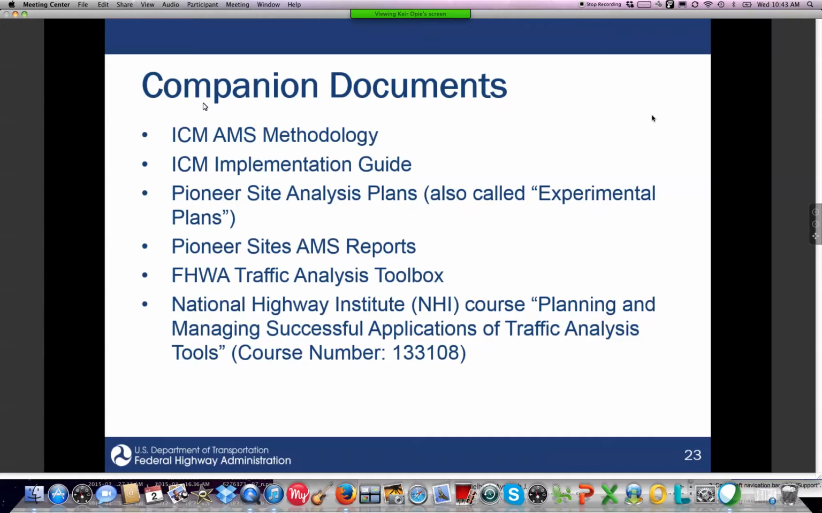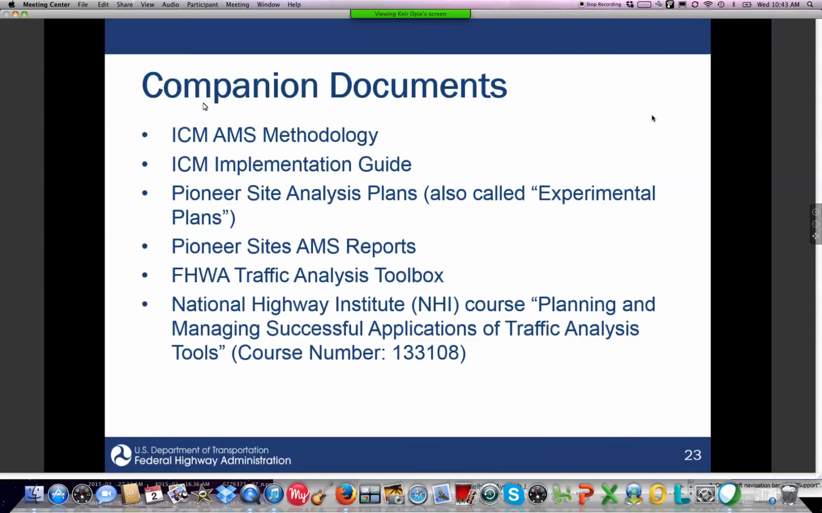There are other documents out there that are very useful. I think most of these were mentioned yesterday as well. There's an ICM AMS methodology that was developed before the AMS guide. So that was more of a document going into the AMS analysis. There's the ICM Implementation guide that April discussed yesterday. Also, for each of the pioneer sites, the experimental plans or the analysis plans exist and are available. There are the final reports from all of the AMS studies.